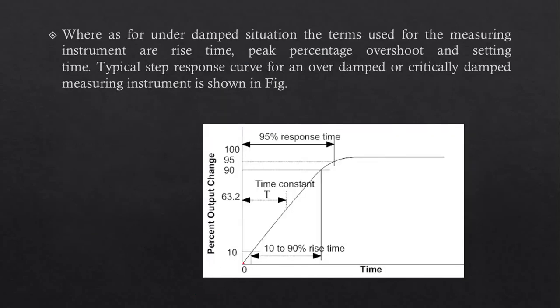Now let's see it with the figure. Whereas for an under damped situation, the terms used for the measuring instrument are rise time, peak time or peak percentage overshoot, and settling time. A typical step response curve for an over damped or critically damped measuring instrument is shown in the figure. So as we can see over here, it is going from 0 to its 100 value in a very short duration of time. So this time t is constant and this is 95% of its response time, and over here as you can see, 10 to 90% rise time. So the time period to increase the value from 0 to 100% is very low. That's why this type of signal is called a step input.